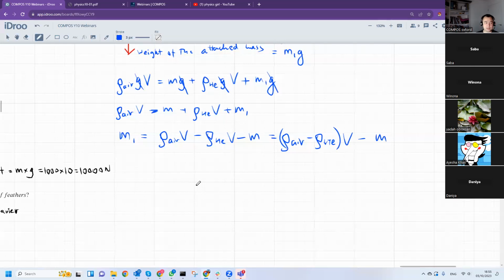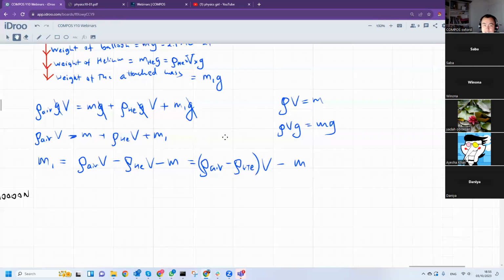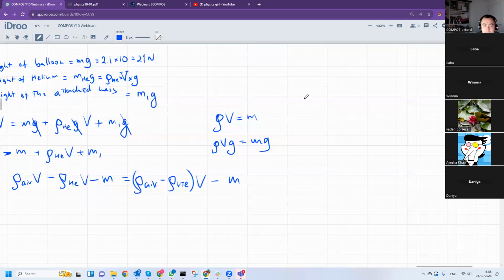Densities don't multiply; they subtract. The weight equals density multiplied with V. So the density times volume is the mass, and density times volume times g is mg, the weight. And remember, upthrust is equal to the weight of air, which is equal to rho g V.